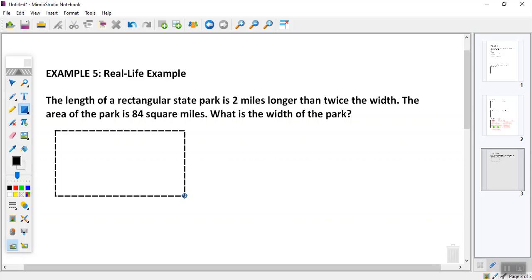All right. We don't know what the width is, so what should I call the width here, kids? Don't know, so I'm going to call it x. The width is x. Now, guys, it says that the length is 2 miles longer than what? Well, what would twice the width be then if we called the width x? 2x. And what would 2 more than 2x be? 2x plus 2.